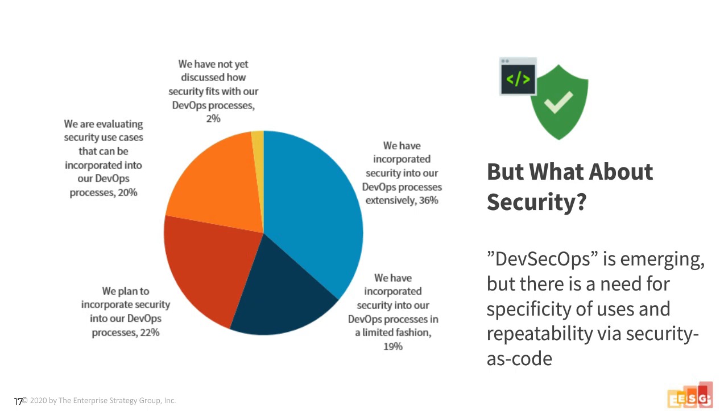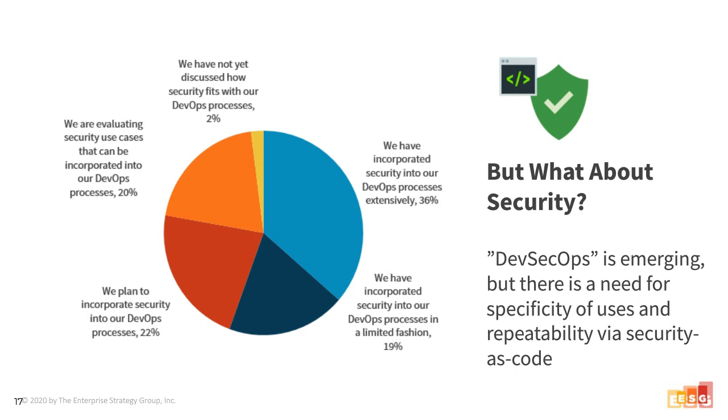So DevSecOps is definitely emerging, but we have another nearly 20% that are doing it in a limited way. They're toe-tipping, I should say, or they're planning. Almost 25%, it's 22%, are planning to incorporate security into DevOps processes, and another 20% are evaluating use cases. So great that over a third are well down the path. I wish the 19% that are doing it in a limited way were doing it more extensively. And then we've got a bunch of other companies that are thinking about it, planning it, going to do it soon.